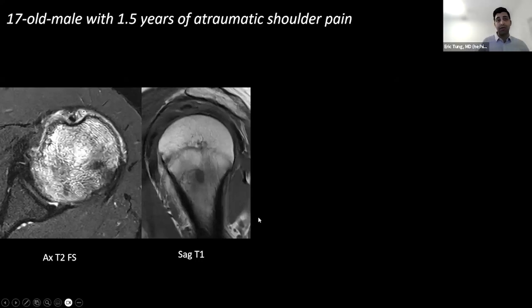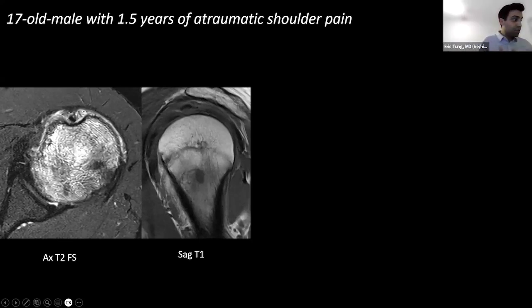This is another case that we had recently. This was a 17-year-old male who had 1.5 years of atraumatic shoulder pain. They were working up the neck, they were working up the brachial plexus. Finally, they ended up getting some imaging of the shoulder. We can see that there is a lot of marrow edema that's present within the humeral head. And on our T1 weighted imaging, we can actually see that there's a focal ovoid lesion that's present within the center of the medullary cavity in the metaphysis.